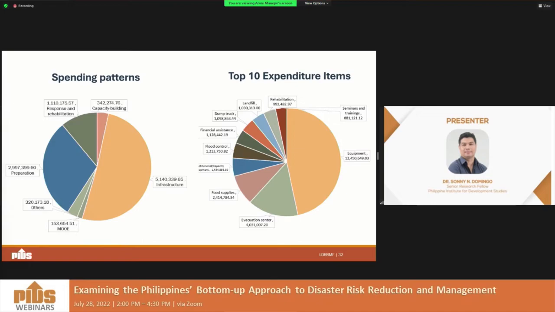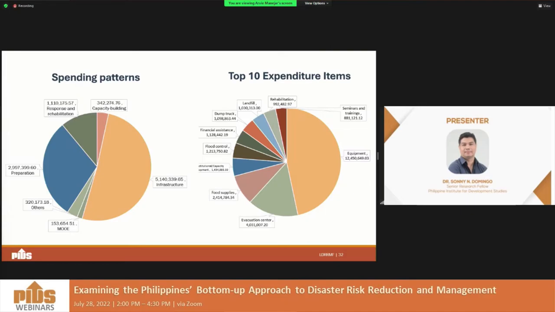So you have in this slide pie charts indicating the spending patterns, taking note of what our LGUs have subnationally, resource-wise, and the top 10 expenditure items where they place their local DRR funding into. So in terms of spending patterns, there is more investment on infrastructure. And then in terms of expenditure items, equipment predominates. And of course, there is spending also on capital outlay, evacuation centers. You have spending on food supplies for relief. And then you have other items as indicated here.